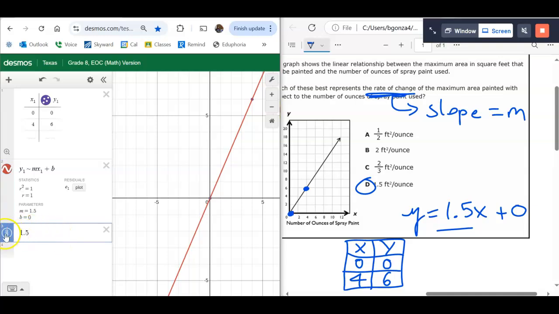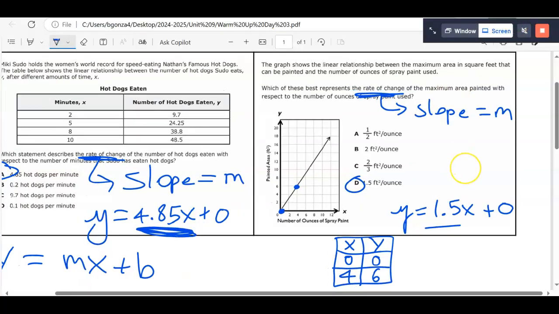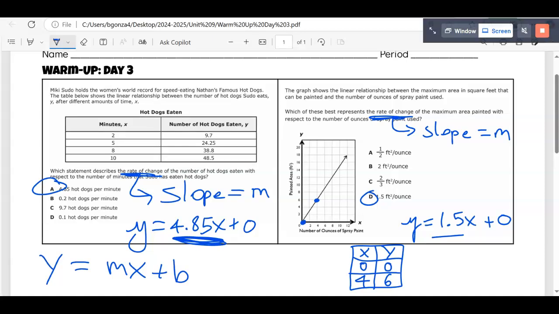If you ever need to, you click this to turn it into a fraction, but that fraction, 3 over 2, is not a or c, right? So that's your warm-up. Cool? Make sure you have that down because you're going to turn that in on the way out.